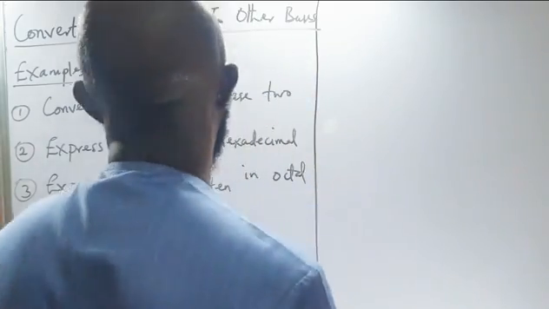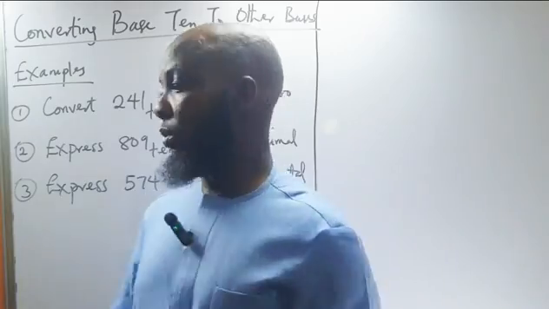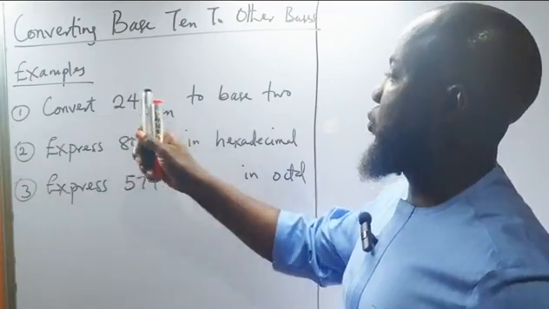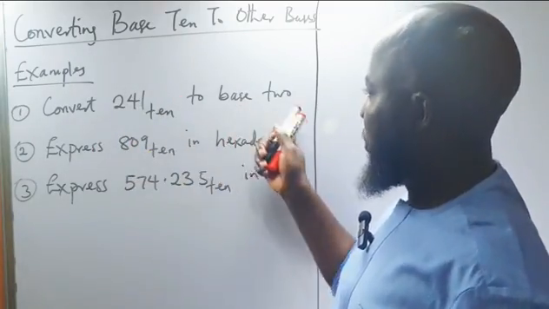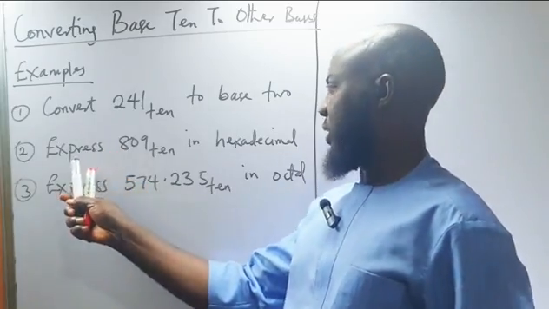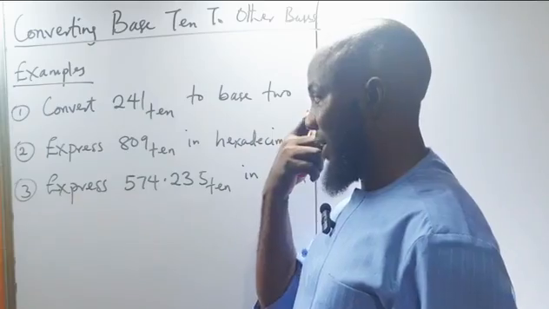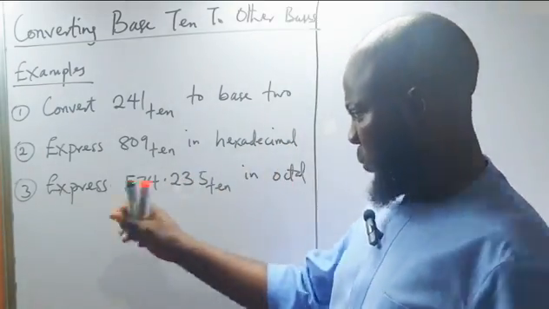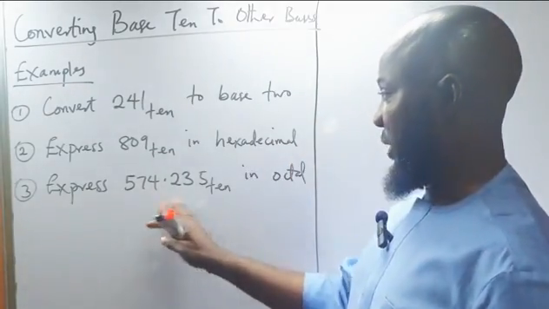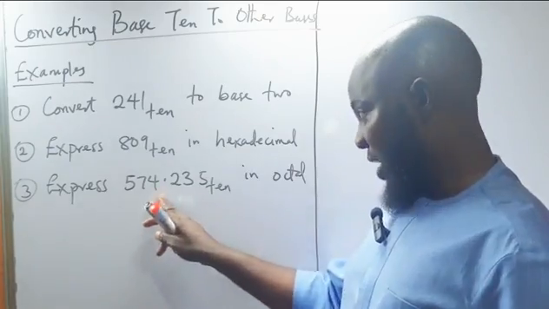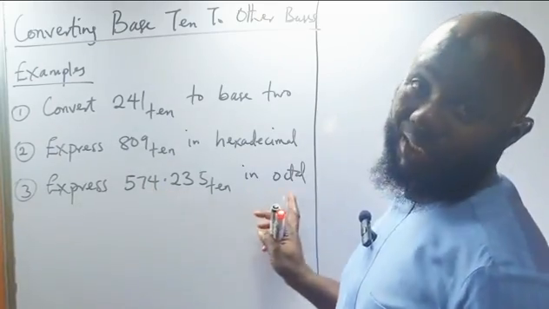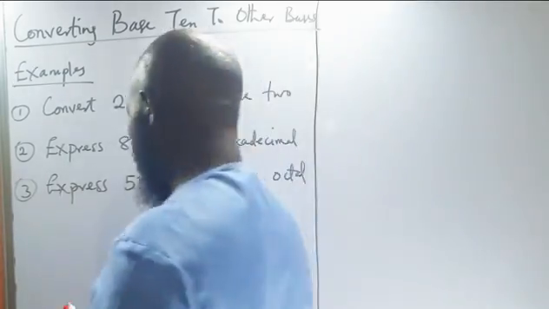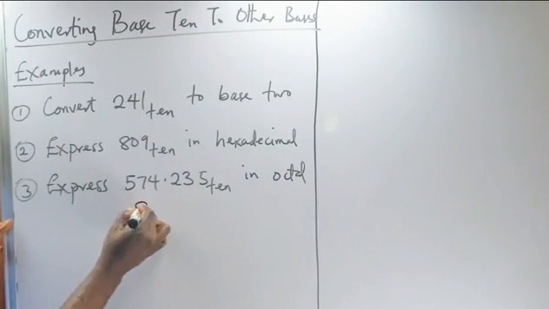We have the following examples. Convert 241 base 10 to base 2. Express 809 base 10 in hexadecimal. And this one is a decimal: we have a whole number and a decimal part to express in octal. How do we do that? That's what I want to explain in this video. So let's start with the first one, which is this solution.